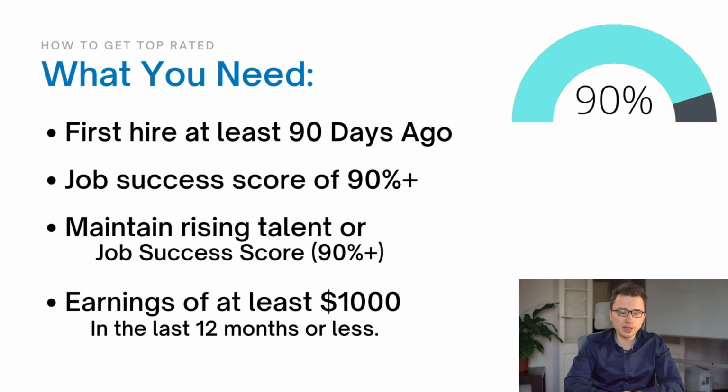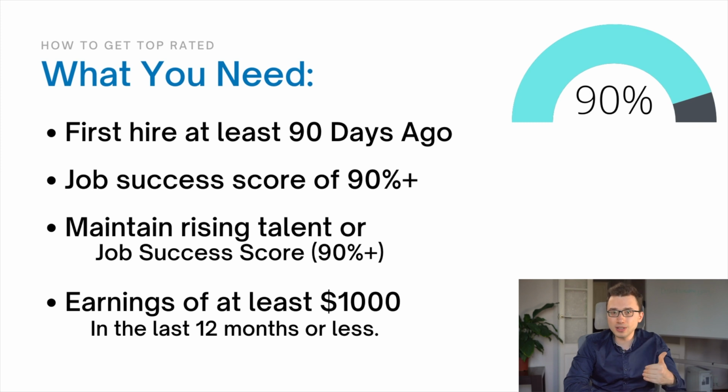So the next thing you need is a job success score of at least 90%. So be very picky with who you work with and try to make sure that you know how to deliver to them. If you're picky and you make sure that you can deliver to them, then they're likely to give you positive reviews. And also, if you bring existing clients that are already happy to work with you and appreciating your work, they're going to leave you a positive review most likely as well. So that's how you maintain a 90% success rate.